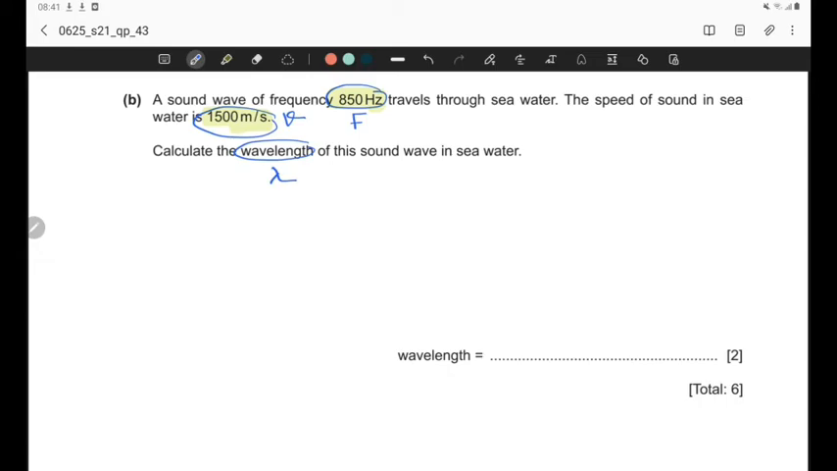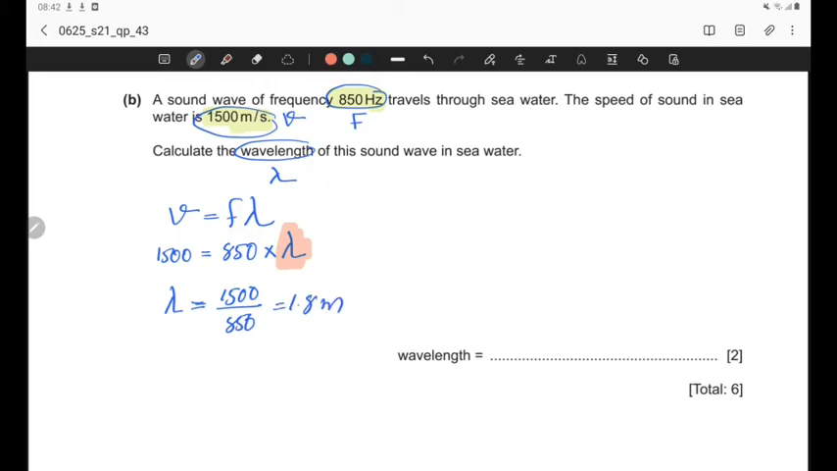So we can use the wave equation, that is, the speed of a wave is the product of frequency and lambda. We can substitute the values which are given, that is speed 1500 is equal to frequency 850 times wavelength, which is not given. So in order to calculate the unknown value lambda, or wavelength, we can make the wavelength the subject. So we will get lambda is equal to 1500 over 850, and the answer is 1.8 meter.